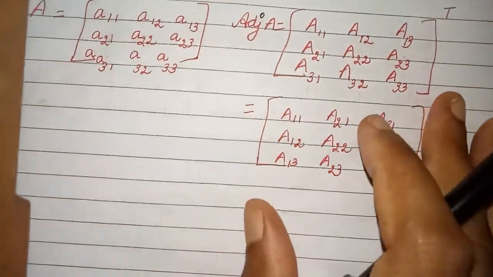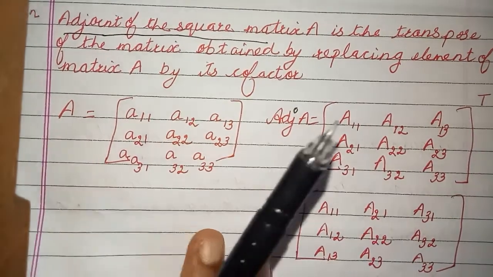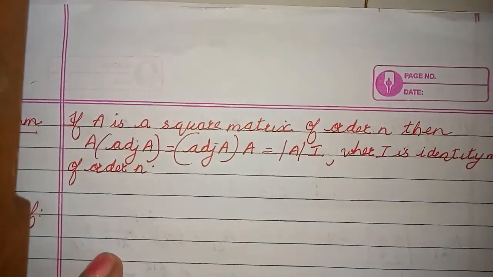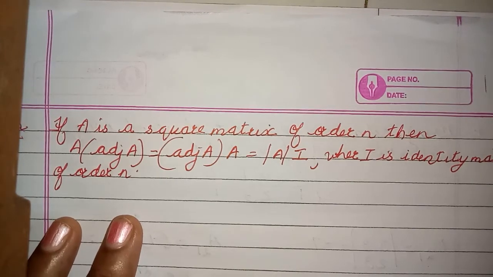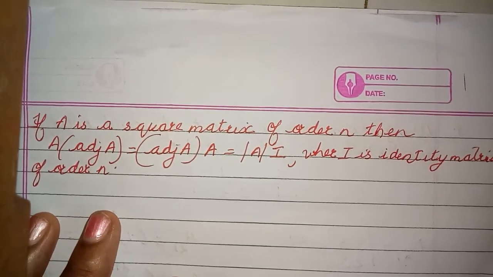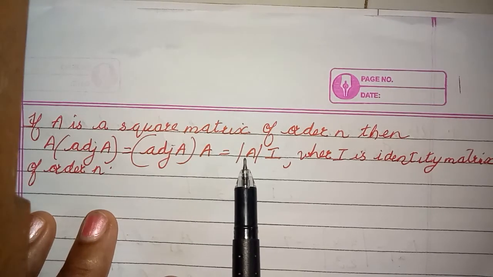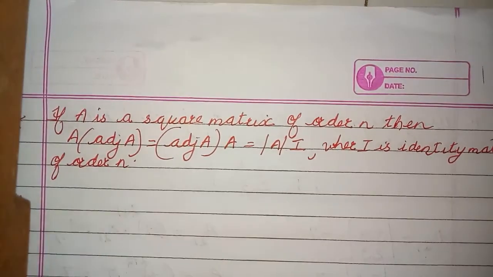Is that clear, children? Yes. So this is our adjoint matrix. Okay, now let us solve some important theorem on this. It says that if A is the square matrix of order n, then A into adjoint of A is equal to adjoint of A into A is equal to determinant of A into I, where I is the identity matrix of order n.